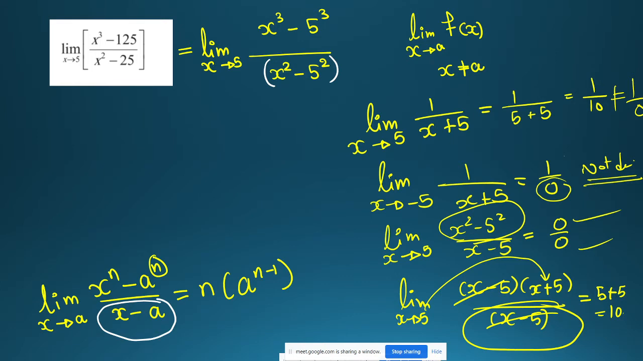Yes, anyone? I want the denominator to be only x minus 5, not x square minus 5 square. Then only I can apply the formula. So what should be my step to get x minus 5 out of this x square minus 5 square?